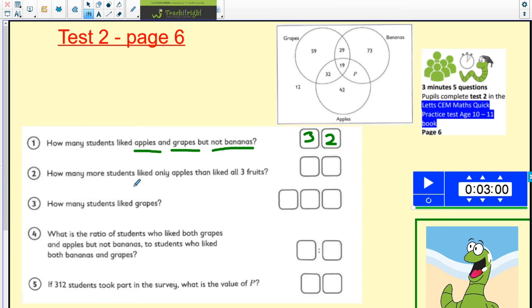How many more students like only apples than liked all three? So only apples is this section. All three is this section. So how many more? That's a difference question. So the difference is going to be 42, take away 19. So I would imagine really, taking away 20, then adding back one on. If we take away 20, you get to 22, add one back on, 23.